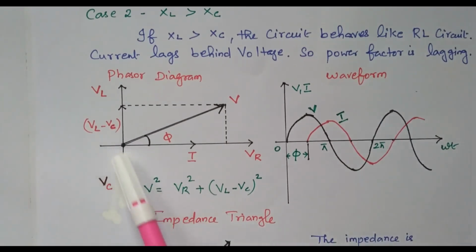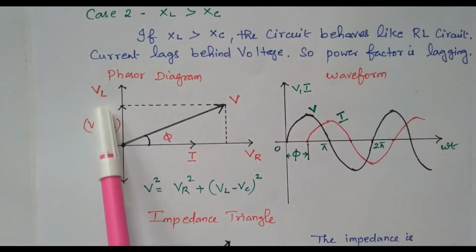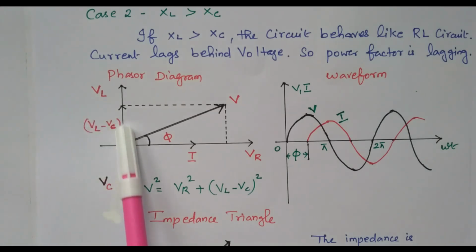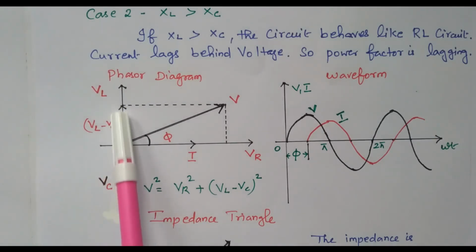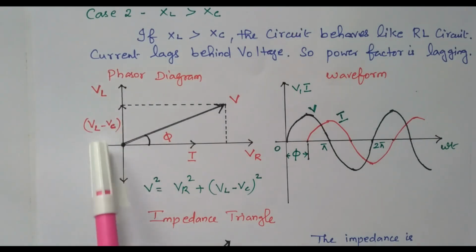Based on that, the phasor diagram is available. The current is taken as the reference vector. The voltage across the resistor, VR, is in phase with the current. The voltage across the inductor is leading, that is, current lagging means voltage leading. Similarly, for the capacitor the current leads but the voltage is lagging. See the magnitudes: VC is lesser and VL is more. VL is greater than VC, so the difference between these two, VL minus VC, is available here.